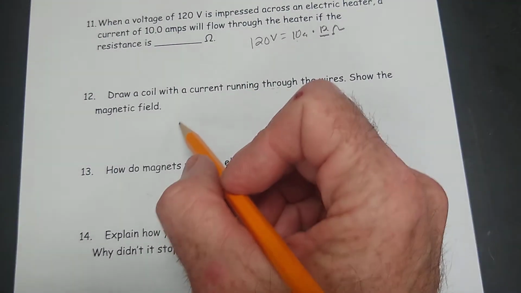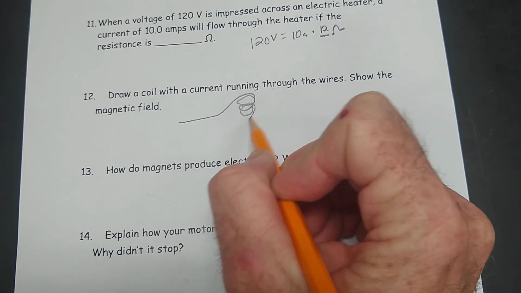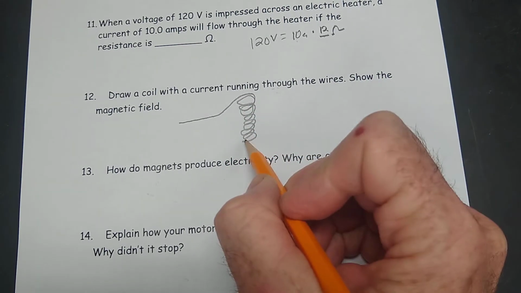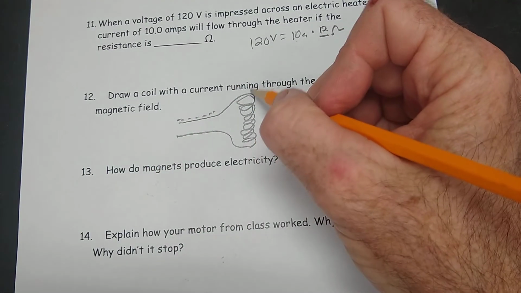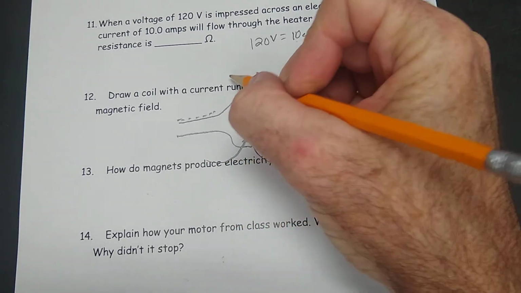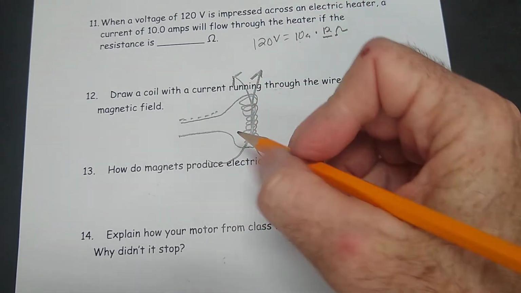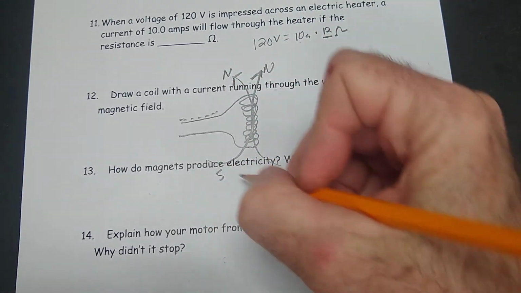Draw a coil with a current running through the wire. Show the magnetic field. I'm going to draw this coil like a solenoid, like the one you wrapped around the nail. If the current goes through the wire, you will get a magnetic field that runs through the middle of the coil, and it will have a north end and a south end.